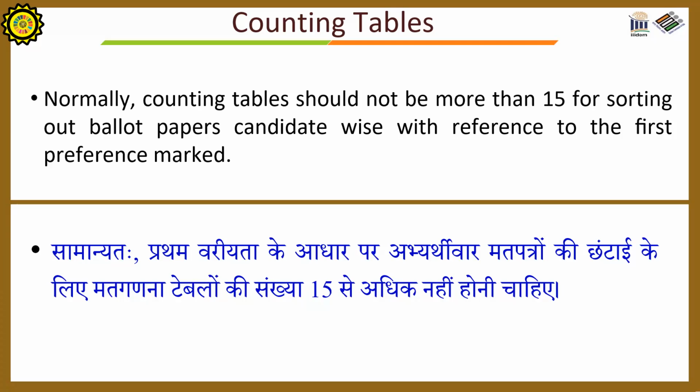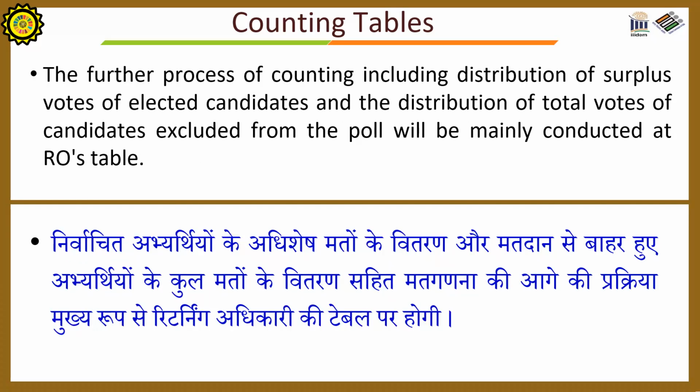Counting tables. Normally, counting tables should not be more than 15 for sorting out ballot papers candidate-wise with reference to the first preference marked. The further process of counting, including distribution of surplus votes of elected candidates and the distribution of total votes of candidates excluded from the poll, will be mainly conducted at the returning officer's table.